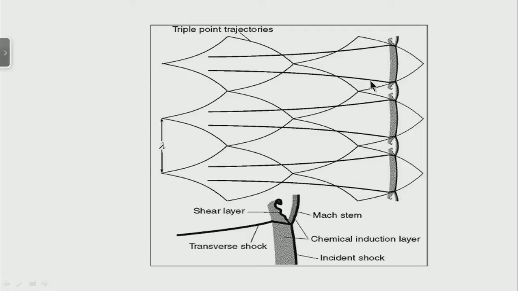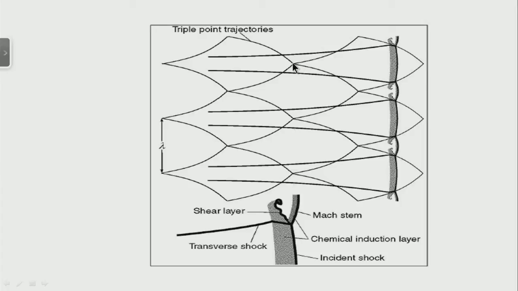Therefore, let us again review this. We say that the front of a detonation consists of a Mach stem shock. The Mach stem shock is strong, the chemical time behind the Mach stem shock is smaller, the incident shock is weaker, the chemical time behind it is larger. You have a transverse shock, behind the transverse shock also chemical reactions take place. And how do these things propagate?